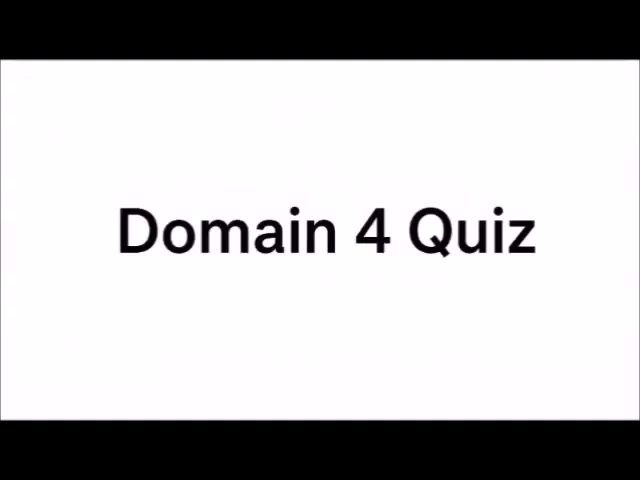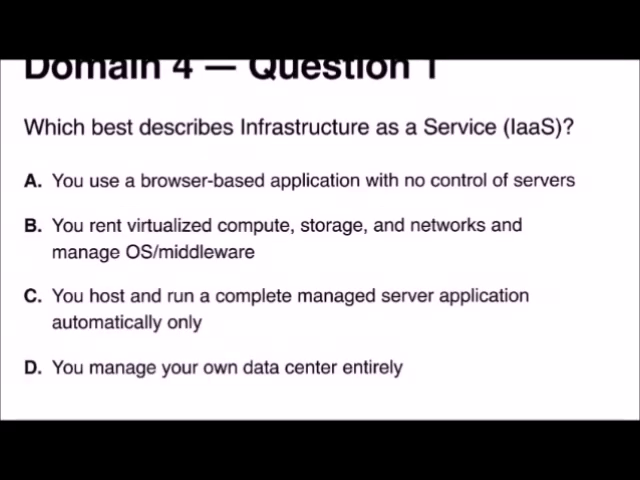Before we continue to Domain 5, let's do a review of what we just covered in Domain 4 with a short quiz. Question 1. Which best describes Infrastructure as a Service, IaaS? A. You use a browser-based application with no control of servers. B. You rent virtualized compute, storage, and networks and manage OS/middleware. C. You host and run a complete managed server application automatically only. D. You manage your own data center entirely.